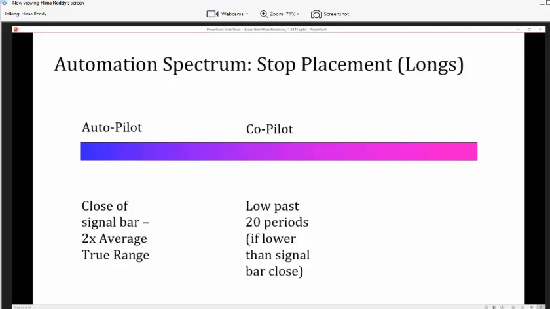Now, the co-pilot option isn't always available. Why? Because sometimes you might be buying after a long correction down in a market based on the RSI trendline buy. So the price 20 periods ago might have been higher than where you are. So in that situation, you just don't have a choice for co-pilot. Your choices are autopilot or what I'm about to show you now, which you might imagine is pilot, okay?